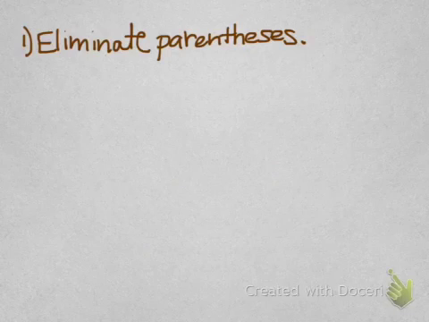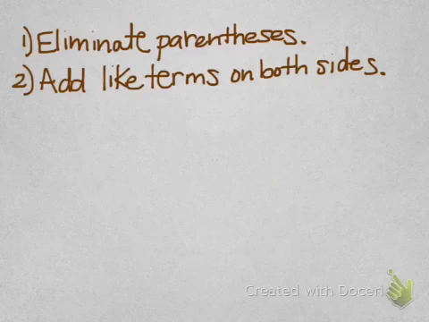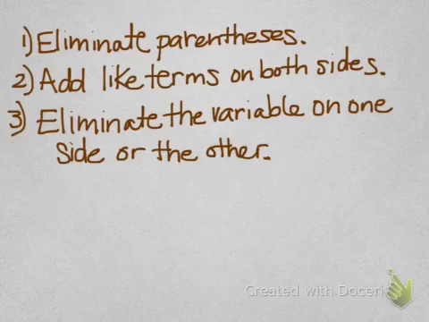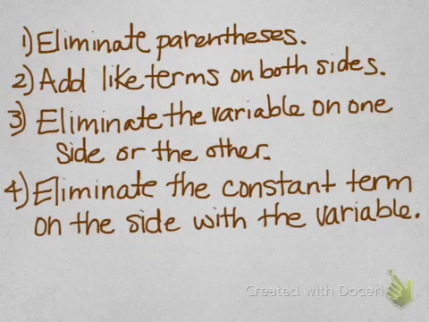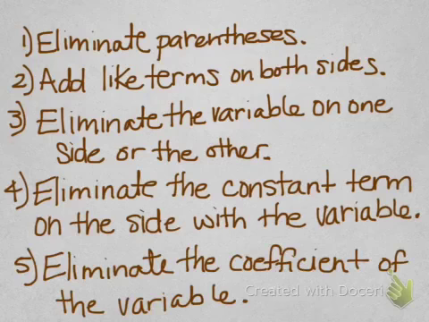Okay, so eliminate the parentheses. That's the first step in solving equations. The second step is you add like terms on both sides. The third step in solving equations, you eliminate the variable on one side or the other, eliminate the constant term on the side with the variable, and then eliminate the coefficient of the variable by dividing or multiplying.